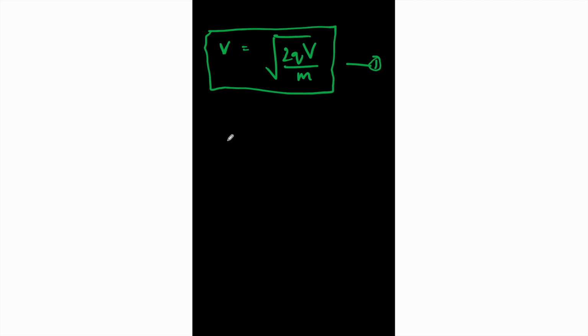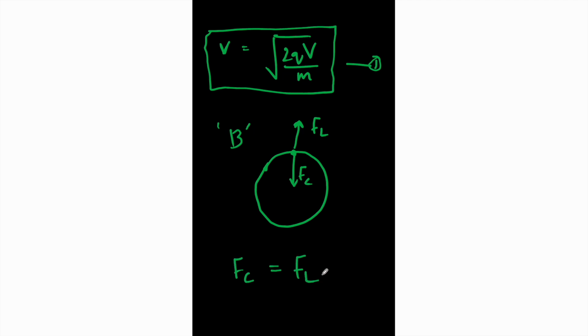Now it is said that this particle enters a uniform magnetic field B, and it starts executing a circular motion. When it enters the magnetic field, it experiences a Lorentz force, and to balance it, it executes a circular motion with a centripetal force Fc. This Fc, the centripetal force, and the Lorentz force both must be the same. So that's why it is executing a circular motion comfortably. So Fc is equal to Fl.